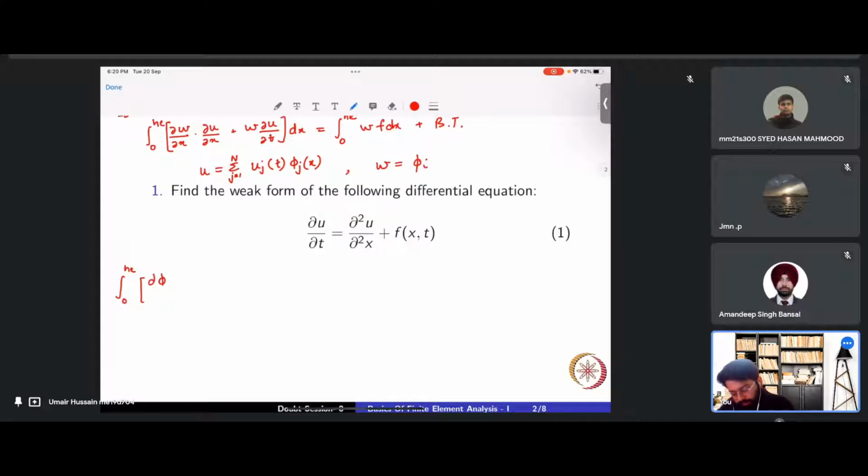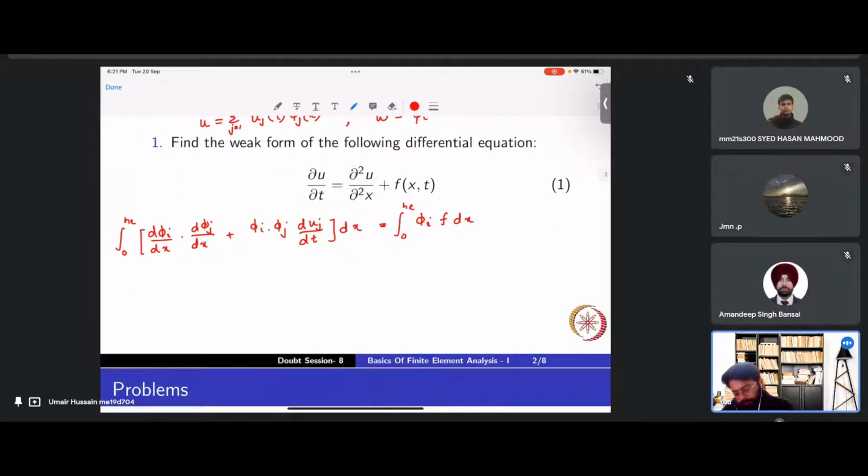It's a pure space function, then we can write dvi/dx, dvj/dx, vi times vj times duj/dt, since uj is a function of time, and this is equal to the integral from 0 to h of vi times our function f dx.